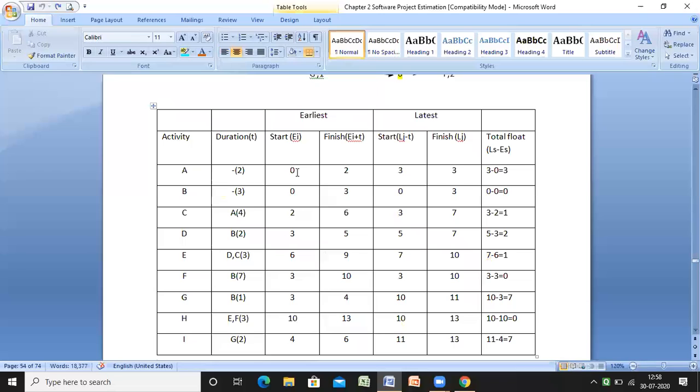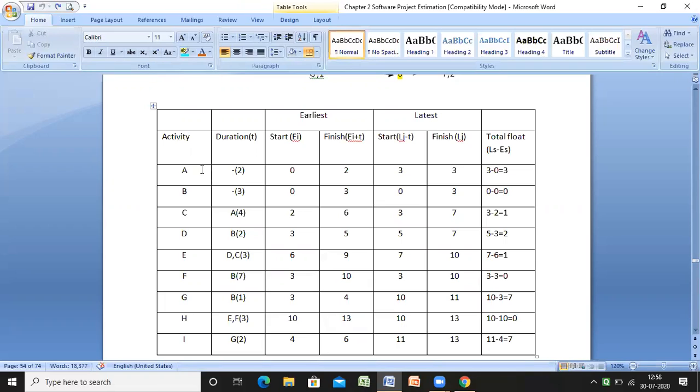So what is the earliest start time? It was 0 because the predecessor was dash, and the finish time is due to the duration, so the finish time is 2 over here. In this way, I can calculate. If you look at this, I mentioned the formula: the latest start time and latest finish time, earliest start time and earliest finish time. And in this way, I can calculate the total float.